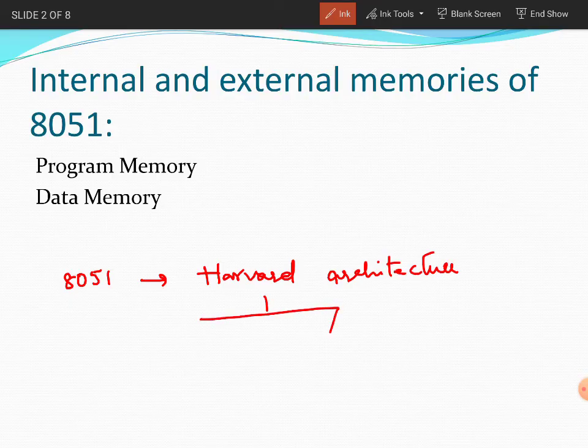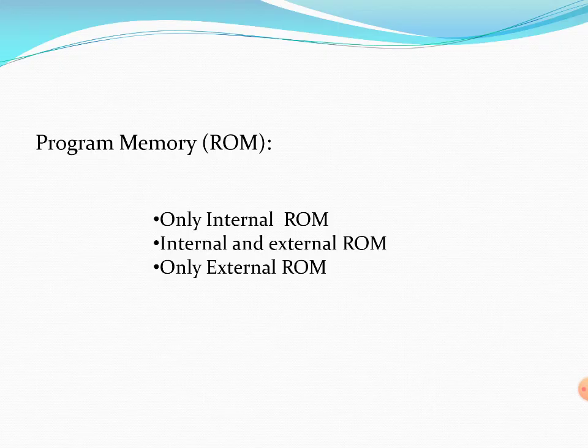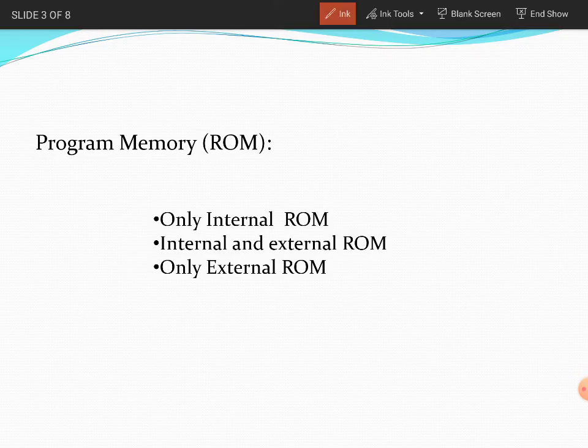Here the memory is divided into the code memory, or we say program memory, and the data memory or RAM. So here we study the program memory and data memory. In this session we will focus on the program memory, and in part 2 we will focus on the data memory. So first, program memory, which as I told you we can also call code memory.